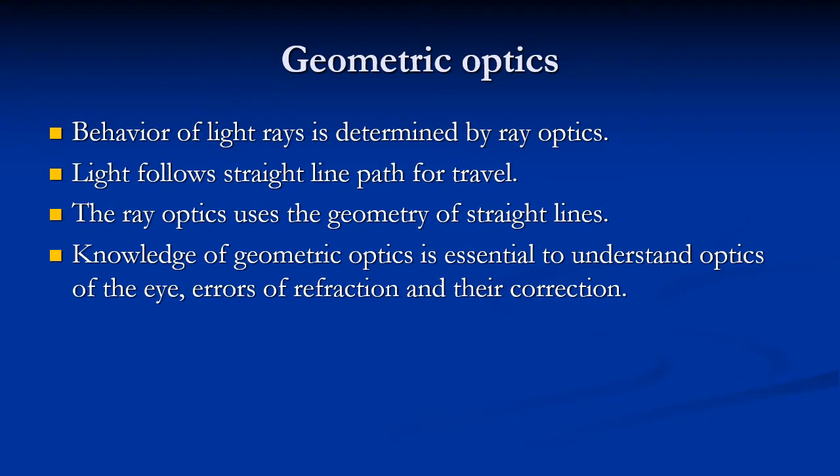So we should know something about geometric optics. The behavior of light rays is determined by ray optics. Light follows a straight line path for travel. Ray optics uses the geometry of straight lines. Knowledge of geometric optics is essential to understand the optics of the eye, errors of refraction and their correction.